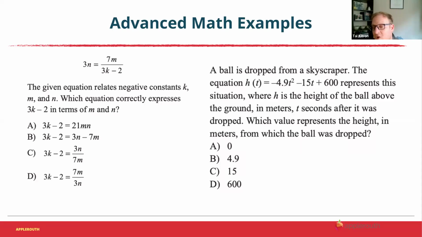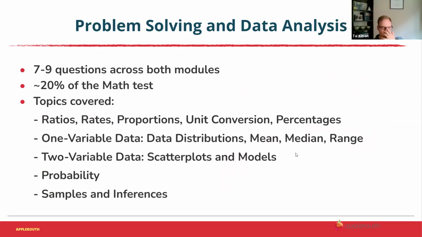You also maybe could know, well, that means when we dropped it, t is 0. 0 seconds have passed. If you plug in 0 for t, you get 600. So some of these questions are very advanced and some of them in reality are not, if you know what they're asking. And then two more content areas and then a few practice questions, and we'll open it up for Q&A.